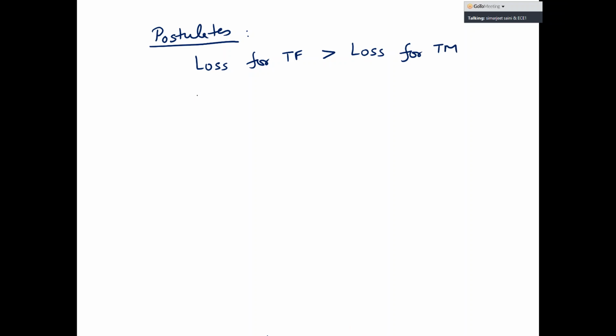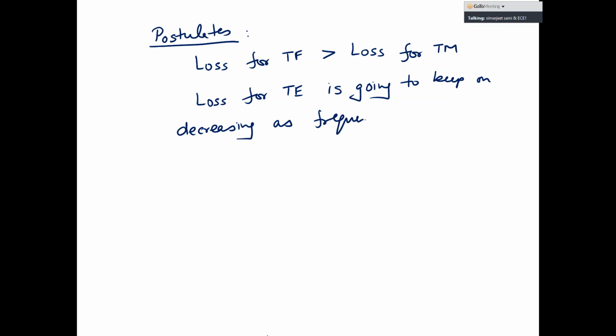So what do I expect? My postulates, just by thinking through the problem, are: loss for TE is going to be smaller than loss for TM, and loss for TE is going to keep on decreasing as frequency increases.